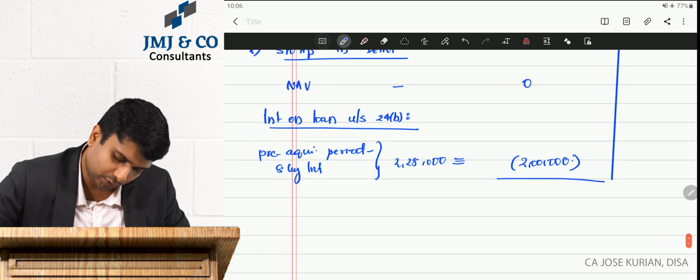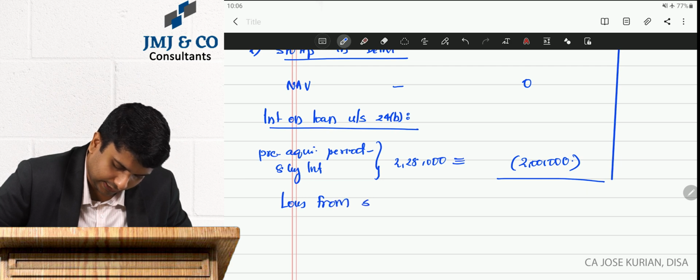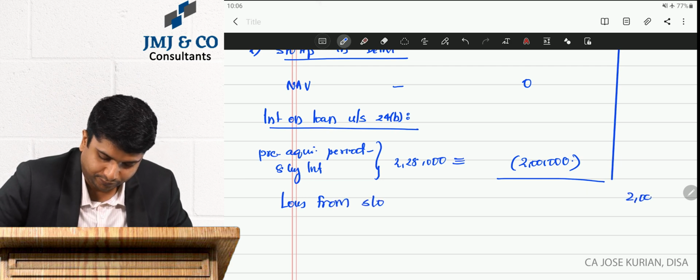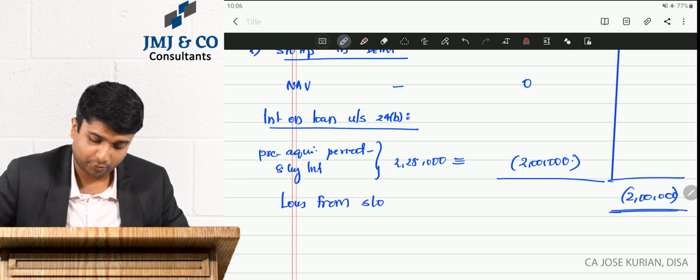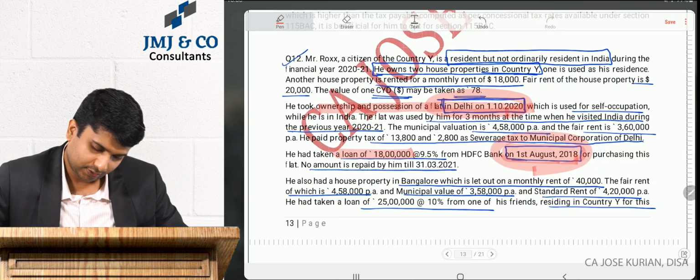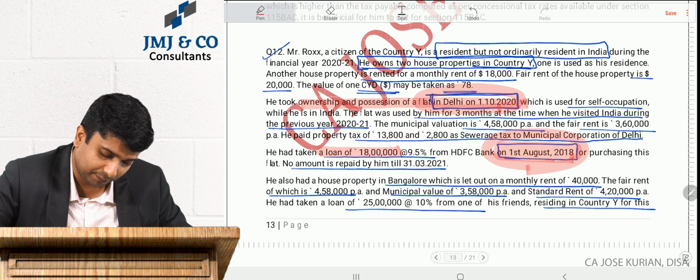So claiming 2 lakh, loss from self-occupied property would be 2 lakh. This is the loss from the self-occupied property. All right. So again, there is one more property which is in Bangalore, right? So let's compute the information in relation to that particular property.